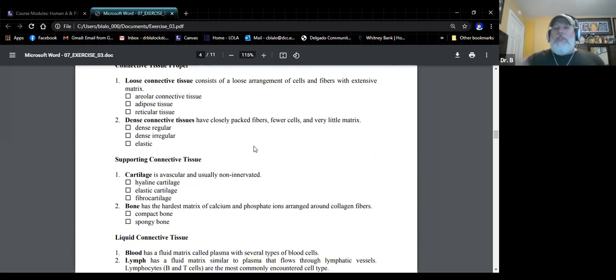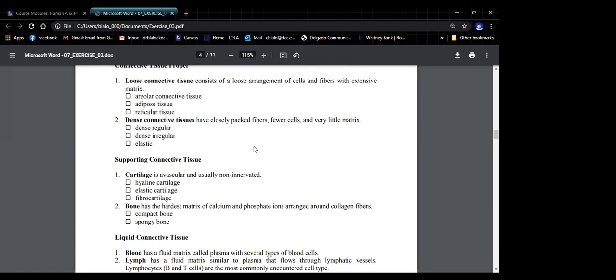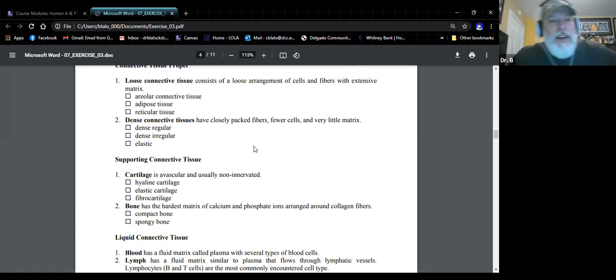All right, any questions up to this point before we start some of the identification? All right, no. Then let's talk and identify some connective tissues.